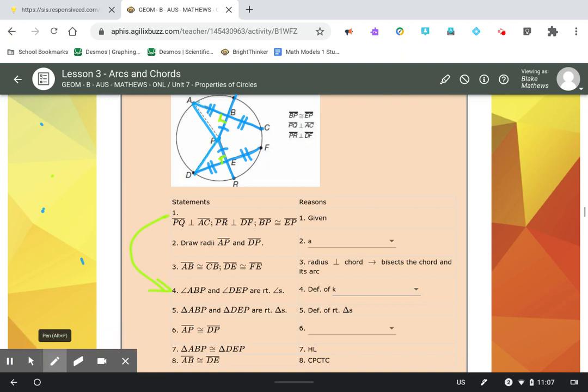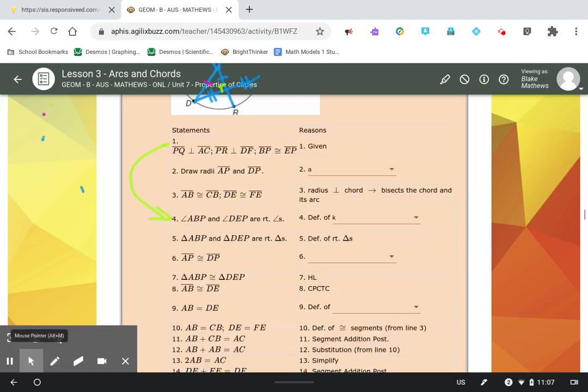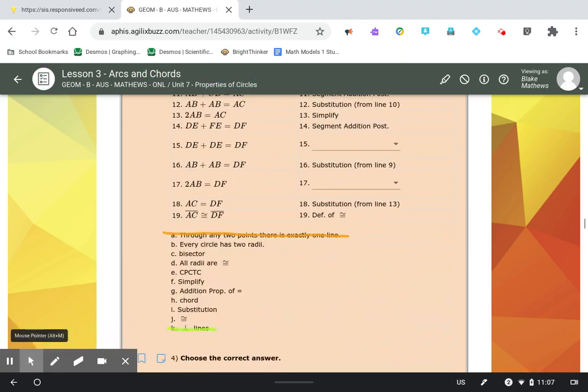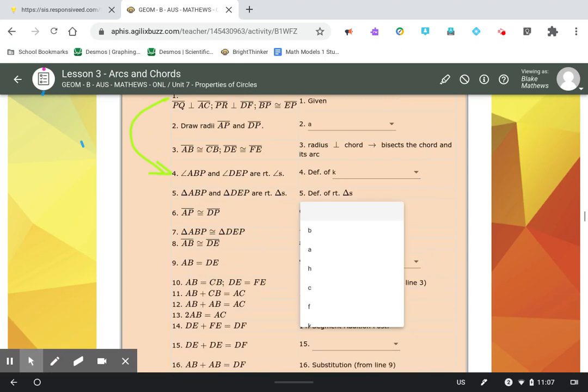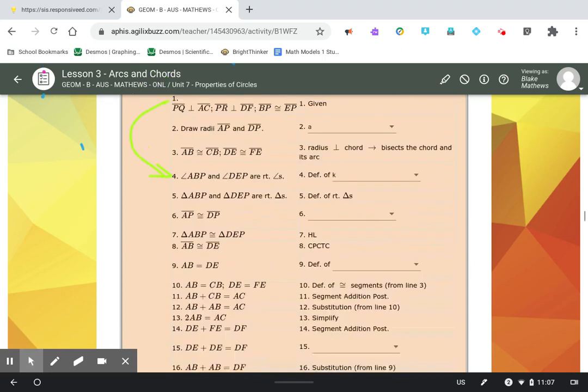AP is congruent to DP. Well, those are both radii. So we know that if these are both radii, then these two are going to be congruent to each other. So that's because they're both radii. Let's find one. All radii are congruent. So there we go. Hop over here. All radii are congruent. What was that? Answer choice D.